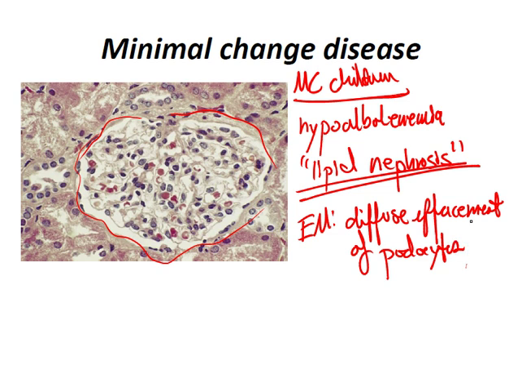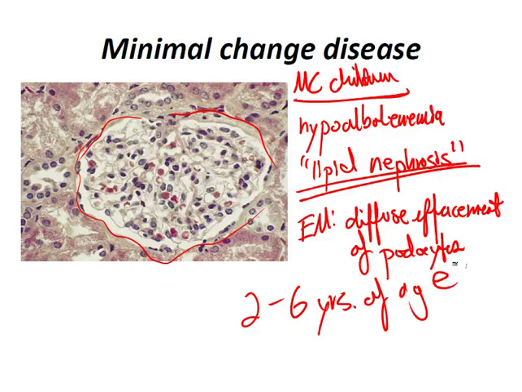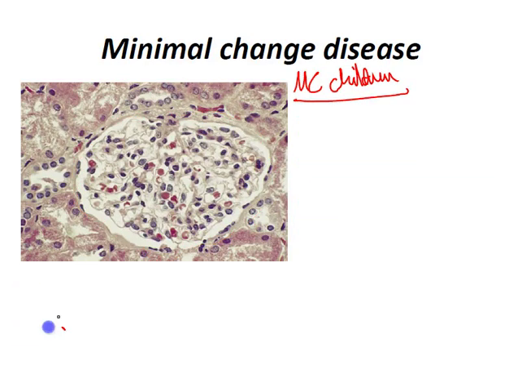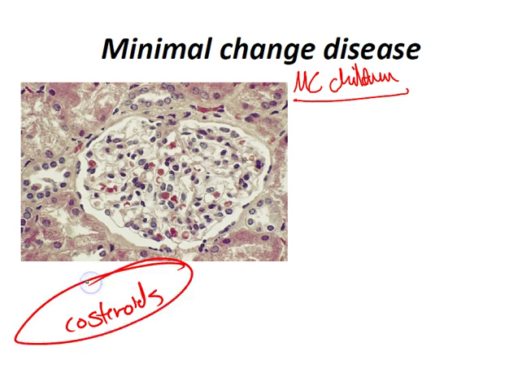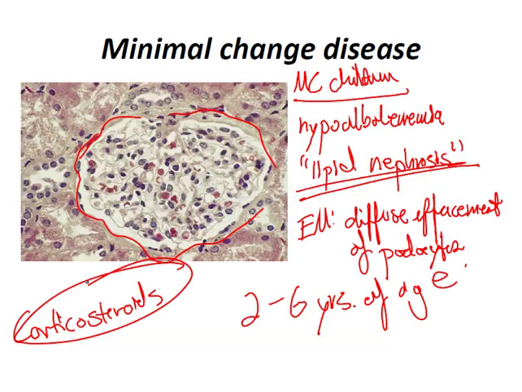Now remember, this is usually going to be in a child, commonly 2 to 6 years of age. That's the big thing to know there. Sometimes a recent history of respiratory infection or routine prophylactic immunization, they're going to present with massive proteinuria, signs and symptoms of nephrotic syndrome. However, their renal function is usually good, and there is usually no hematuria or hypertension. So there's a good response to what? Corticosteroids. Great response in minimal change disease to corticosteroids.